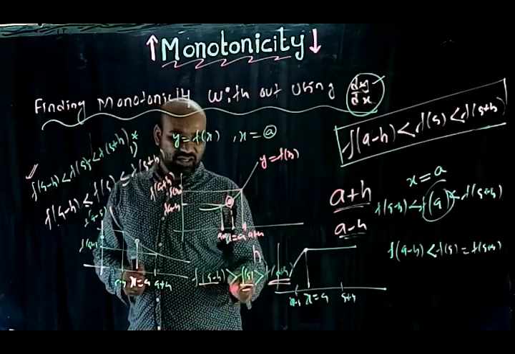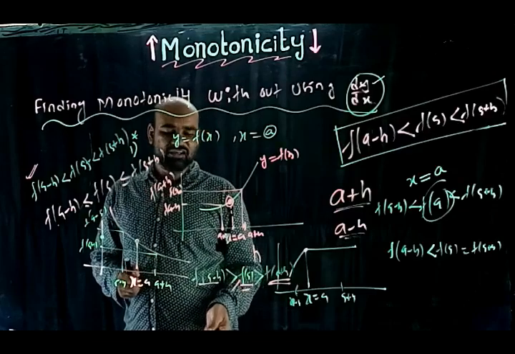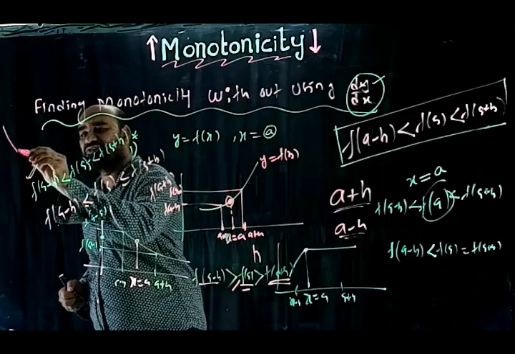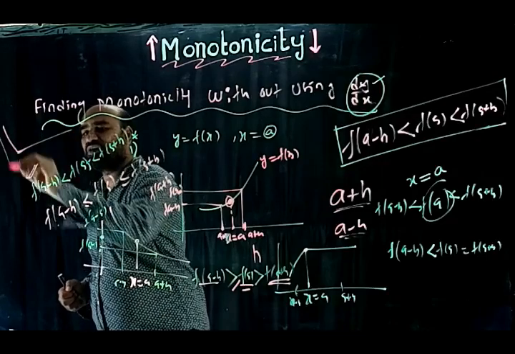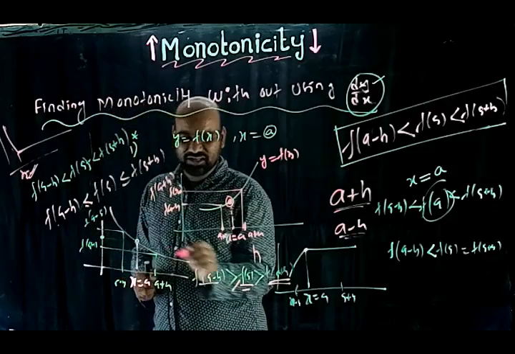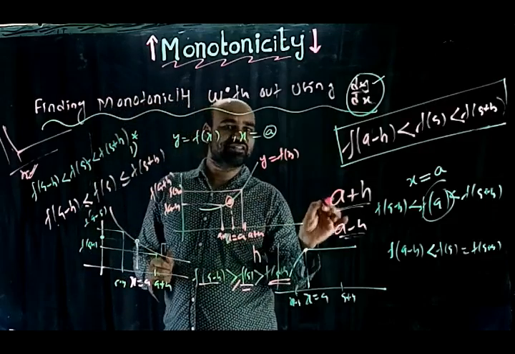Strictly decreasing. Anywhere you get equality, then you can say that the function is decreasing. Just like the graph of the function is given like this. For example, we can say that at the particular point x equal to a, the function is decreasing. So here strictly decreasing. Okay, increasing and decreasing.